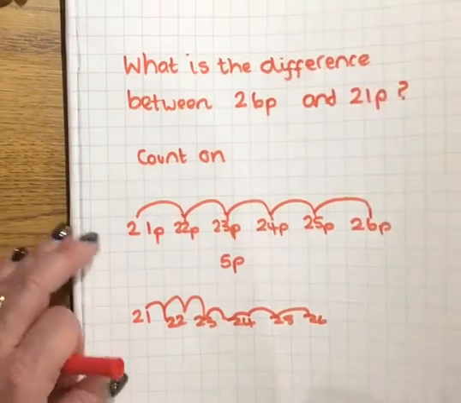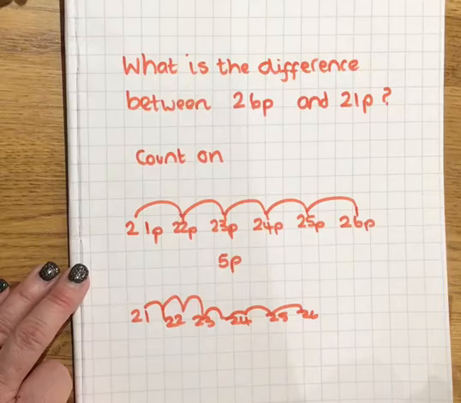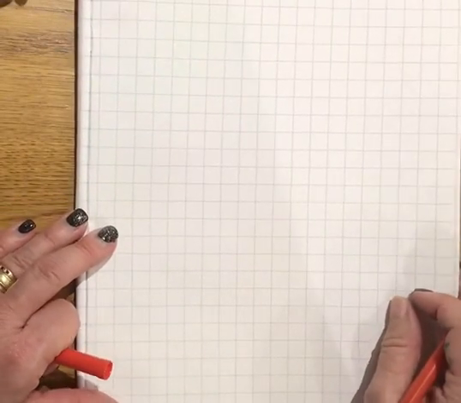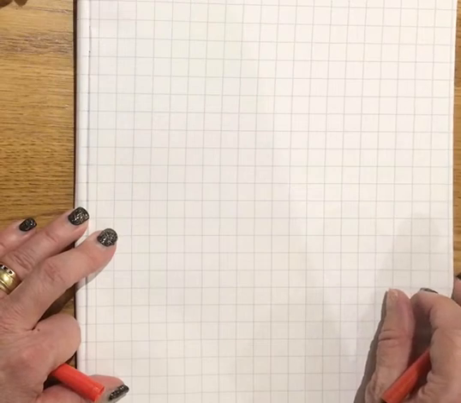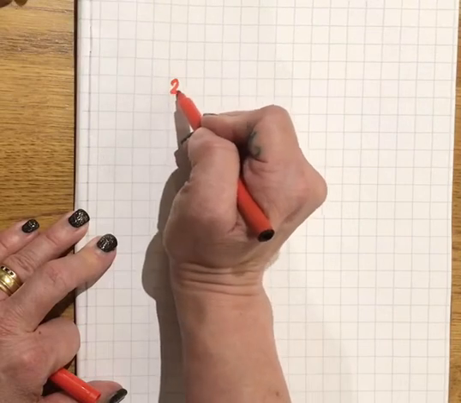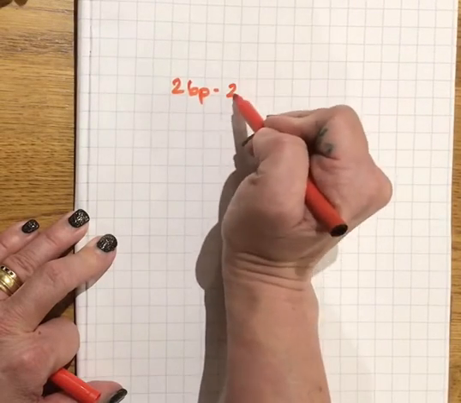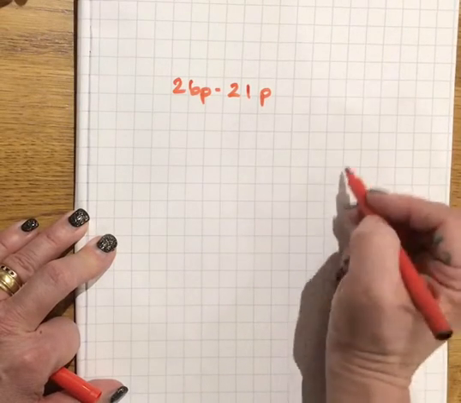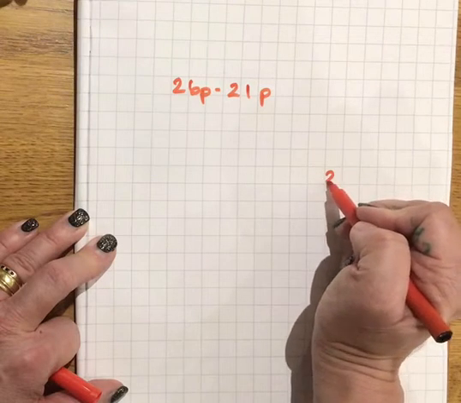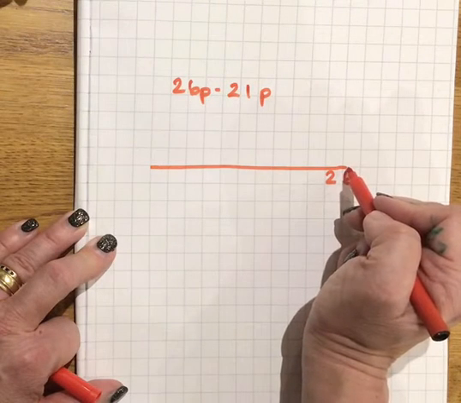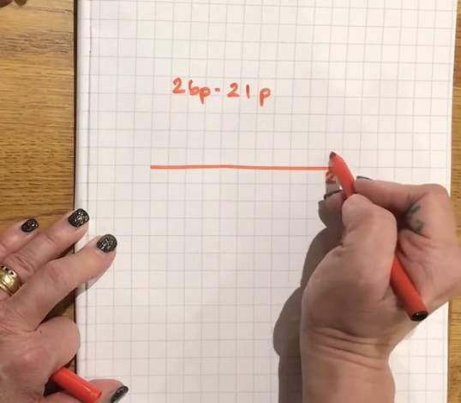So let's have a look at the method of counting back on a number line. So remember, I'm finding the difference between 21p and 26p. I could frame that as a subtraction. So let's look at this as a subtraction. 26p take away 21p. And I do this exactly as I did my subtractions earlier in the week. I start with my number line and I put 26 at the end of my number line. I draw my number line and then I jump back until I get to 21.